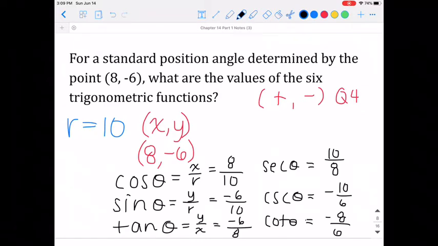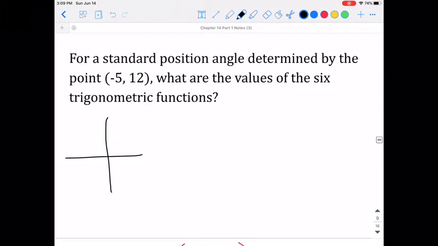So let's look at another example. For a standard position angle determined by the point negative 5, 12, what are the values of the 6 trig functions? So now we have a negative x value and a positive y value, which is going to bring us into quadrant 2. So we have negative 5, 12. Here's our right triangle, and to determine all of our functions, we need to figure out the radius.